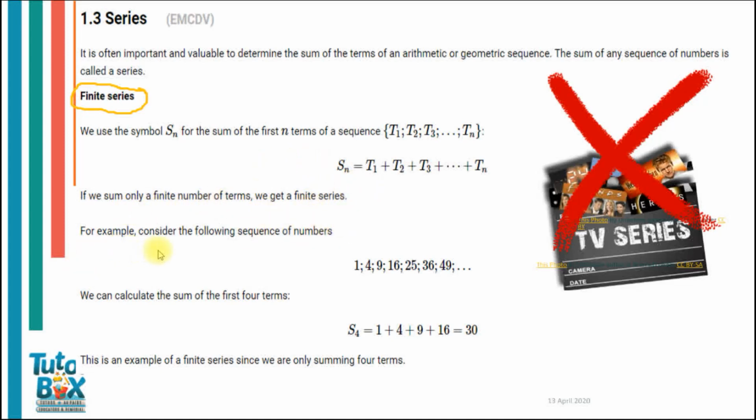So for example, consider the following sequence of numbers: 1, 4, 9, 16, 25, 36, 49. And then they say maybe calculate the sum of the first four terms. 1 plus 4 plus 9 plus 16, and you should get 30. So you write it as S4 because they're saying the sum of the first four terms, which is equal to 30. So this is an example of a finite series since we're only summing four terms. It's finite, right? You know how many terms. It's like 5 terms, 7 terms, 8 terms. And then infinite now.